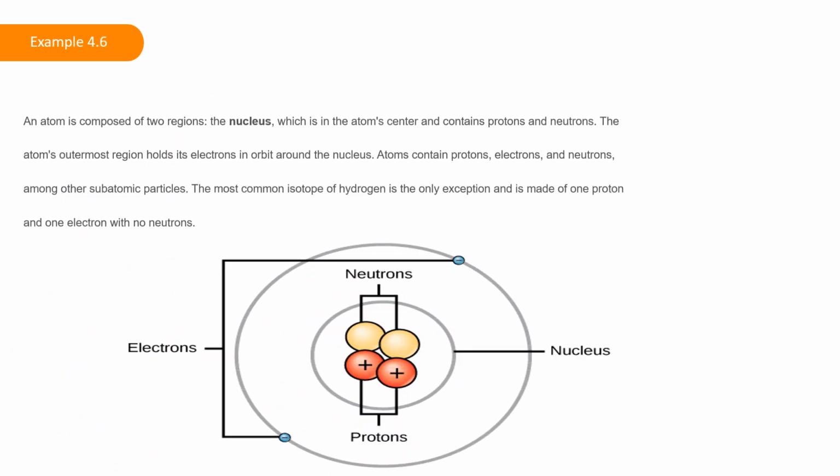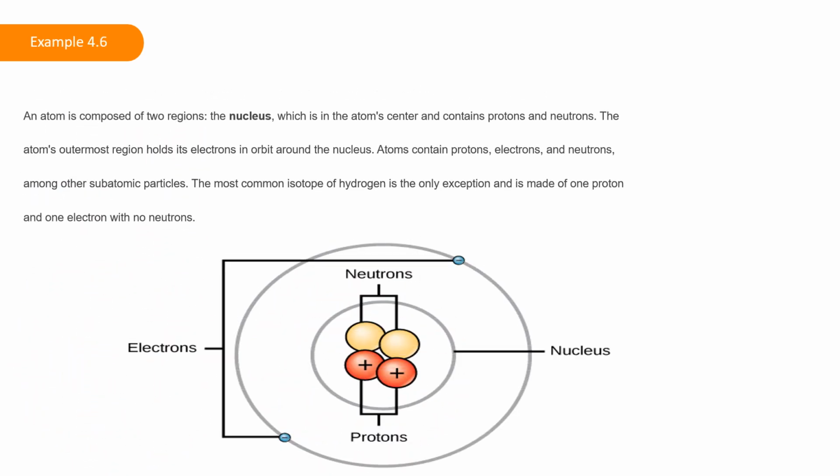An atom is composed of two regions: the nucleus, which is in the atom's center and contains protons and neutrons. The atom's outermost region holds its electrons in orbit around the nucleus. Atoms contain protons, electrons, and neutrons, among other subatomic particles. The most common isotope of hydrogen is the only exception and is made of one proton and one electron with no neutrons.